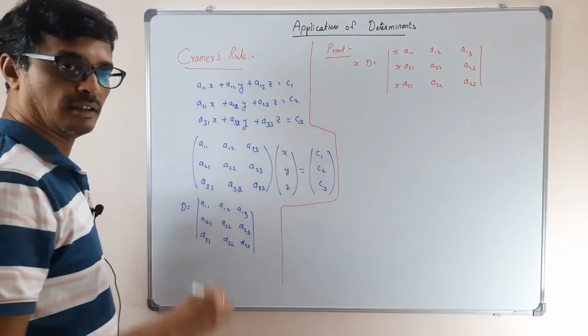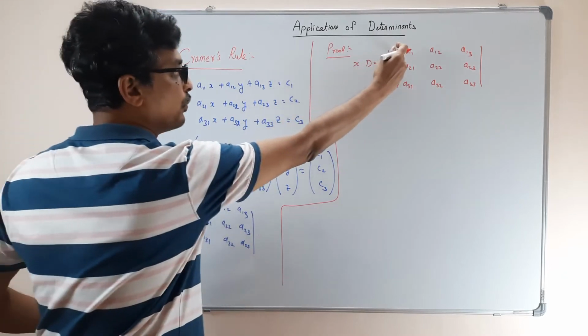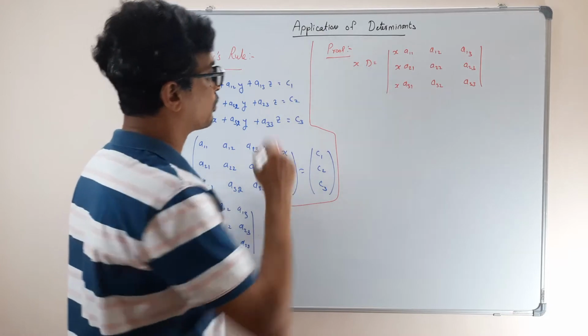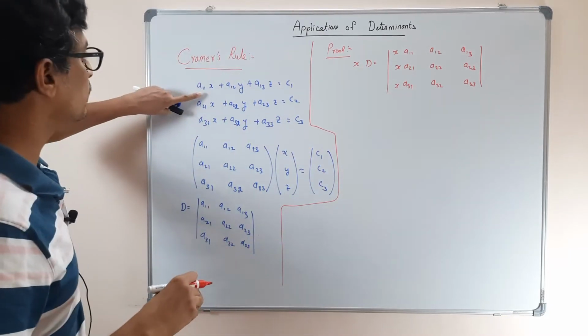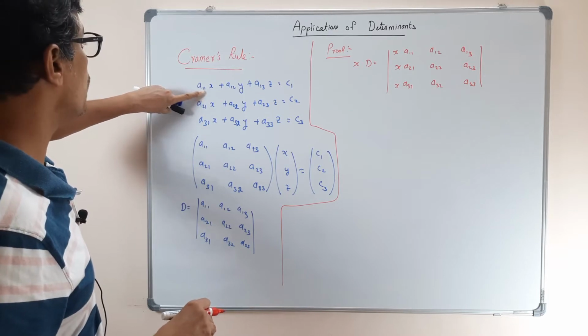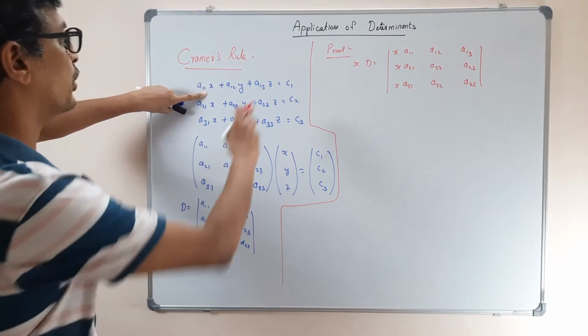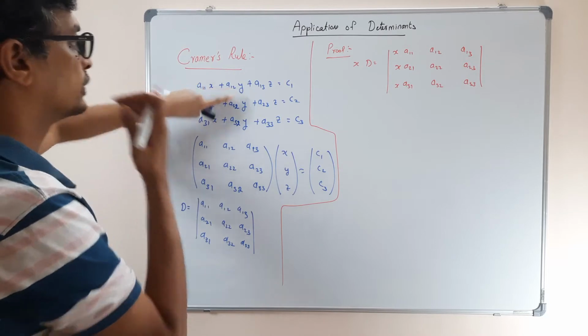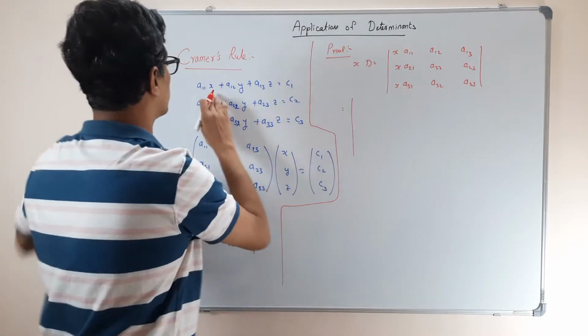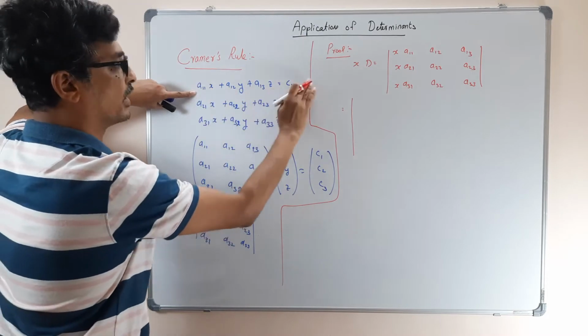Correct? Am I right? Because then if x is there, the determinant will be x times the determinant of this. That's a property we proved. So now from here, if you actually see, a11x will be equal to c1 minus, let me substitute this one. In the place of a1x, I can take all this term to the right-hand side, correct?